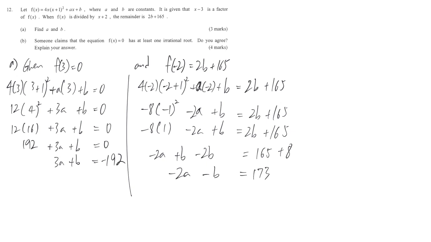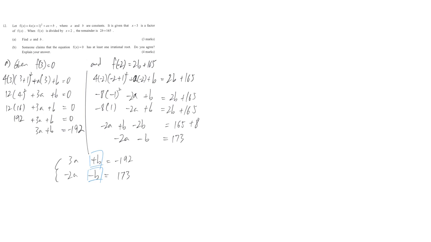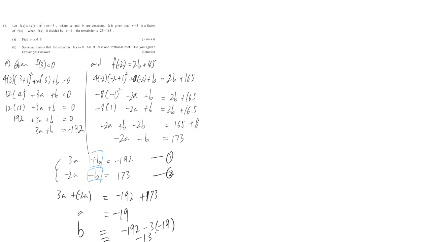We got these two equations, then we can solve the simultaneous equations. 3a plus b equals -192. We find that plus b and minus b, if we add them together, will finally become 0. So we add them together. 3a plus -2a is equal to -192 plus 173, so a is -19. So b is equal to -192 minus 3 times -19, which is -135. We already solved a and b, and now we are going to solve part B.